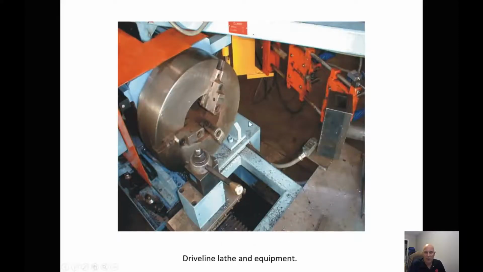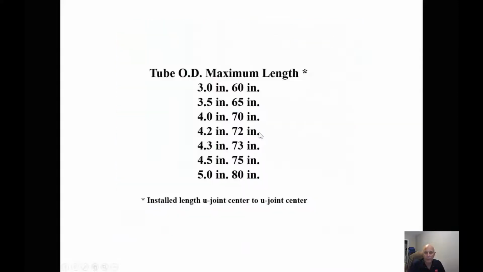Now, these drive lines, again, when they're cut to length, they're put in a lathe, they're machined so they're square, and then they're welded together, turned, and then balanced. Now, depending on the manufacturer, if we have a 3-inch drive shaft, the maximum length that we want is 60 inches. And as we increase the diameter, we can increase the length of the drive shaft.